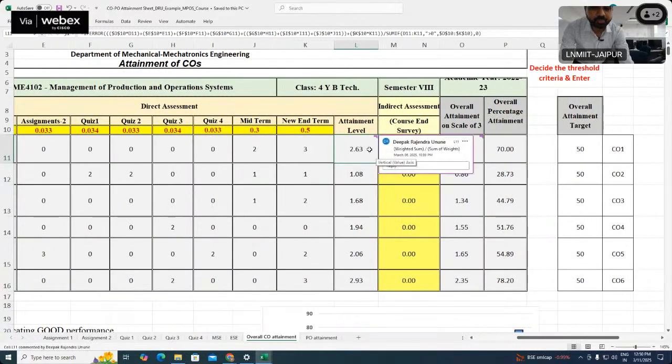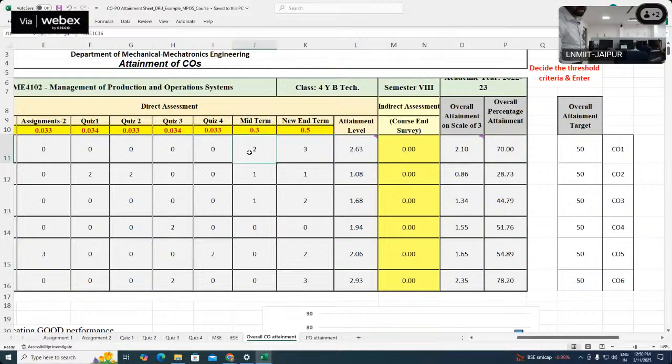So if you see here, it is nothing but the weighted sum divided by the sum of the weights. A simple formula is put here to calculate total attainment for CO1. For CO1 we had only 2 attainments here. So the formula will do 2 plus 3 divided by the weightage. The midterm's weightage in the final assessment was 30% out of 100, so 0.3, and the end term was 0.5. So 2 plus 3 divided by 0.3 plus 0.5. So it will return some value.